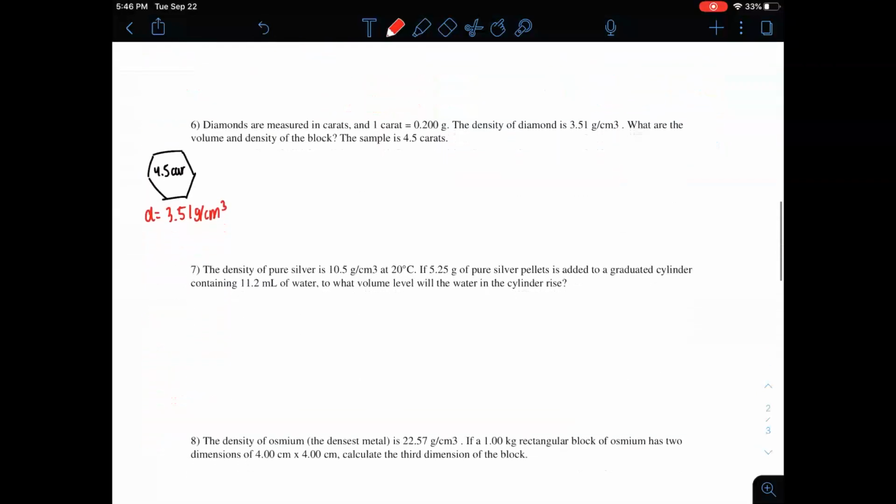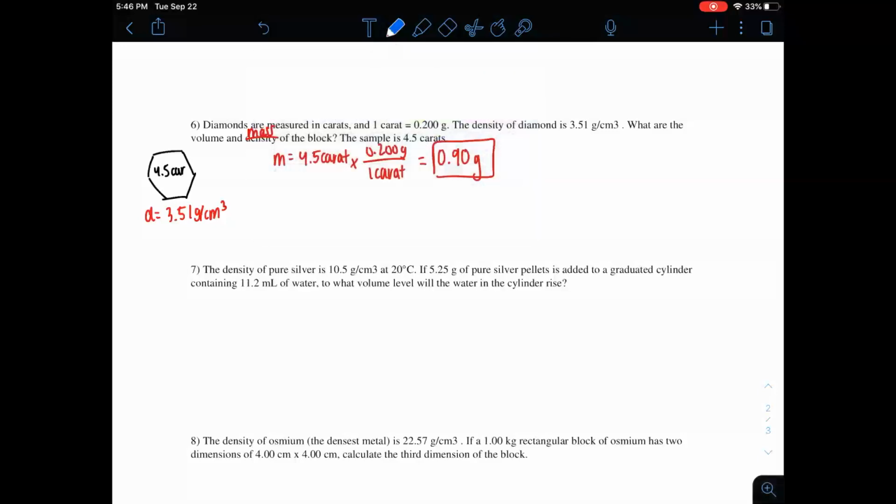So our mass here, we have to convert. So mass is equal to, we've got our 4.5 carat diamond, and the conversion between carat and grams is that 1 carat equals 0.200 grams. Plug that into our calculator, and reporting out in proper sig figs is 0.90 grams. So what it should have asked us here is what is the volume and the mass? So that would have been your mass here.